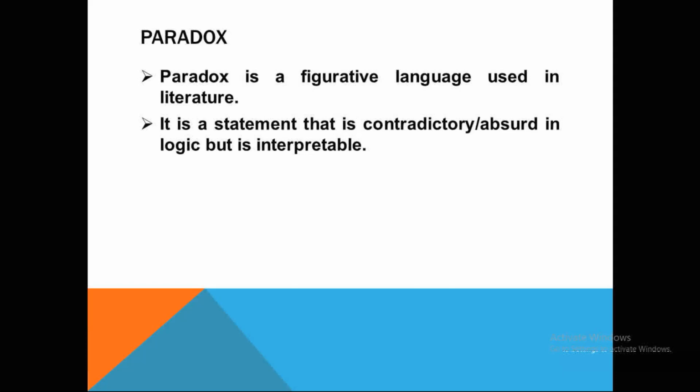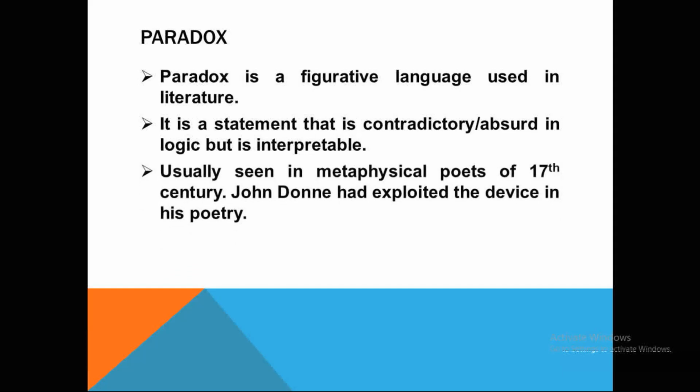This paradox was primarily used by writers of the 17th century in England, that is the metaphysical writers. The metaphysical writers like John Donne had actually exploited the use of paradox. And this analysis of paradox in literature is basically seen as a trend by new critics in analyzing literature. They focus on the different paradoxes available in a text, and they analyze the meaning of the text based on these paradoxes.